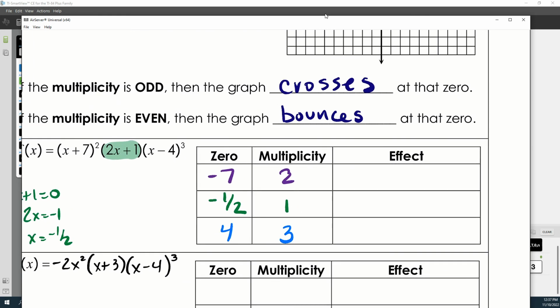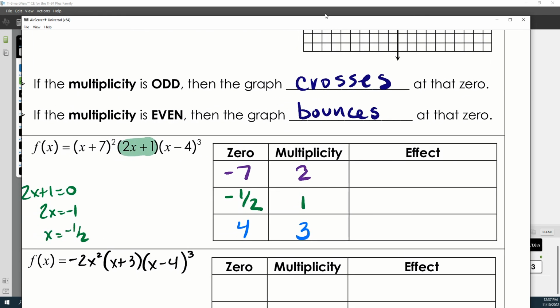Okay. And then the effect, we look at the multiplicity. If it's an even multiplicity, it's going to bounce. It bounces. If it's odd, it crosses. And that's it.